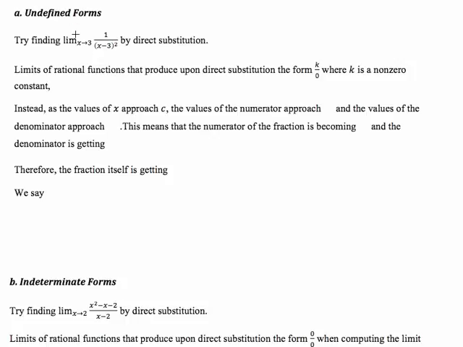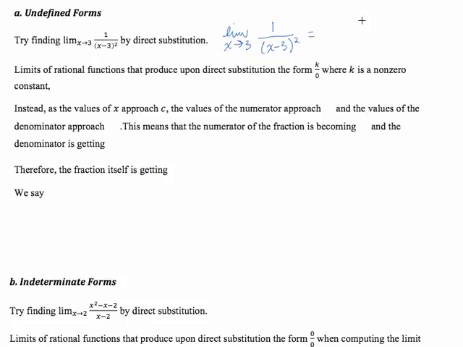So first we're going to try to find the limit as x approaches 3 of 1 over (x minus 3) all squared by directly substituting that in. Direct substitution. So by direct substitution, to take this limit, and I am going to write limit as x approaches 3 and what I am taking the limit of here. Make sure you always put what you're taking the limit of.